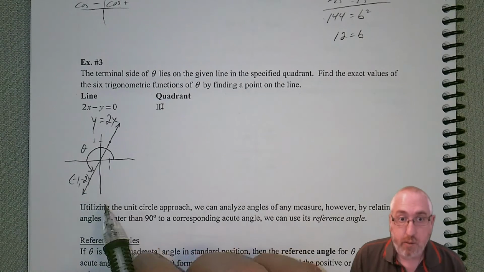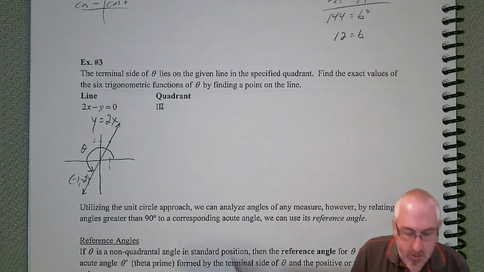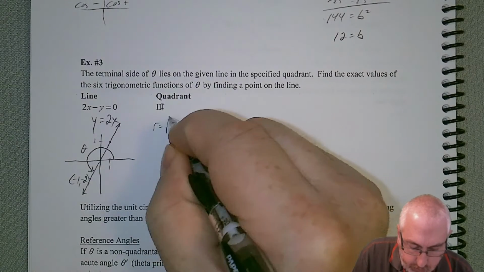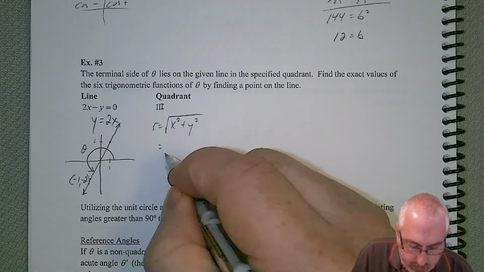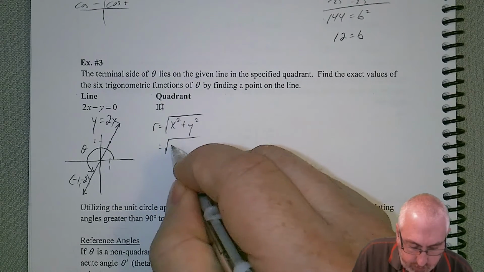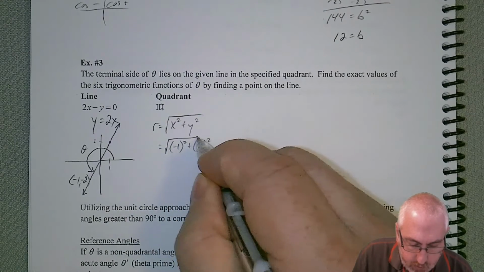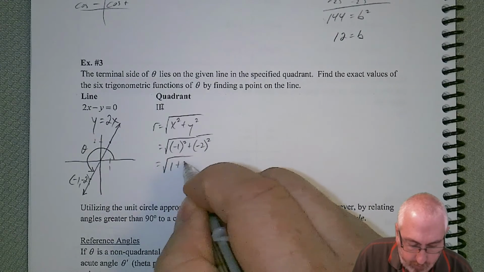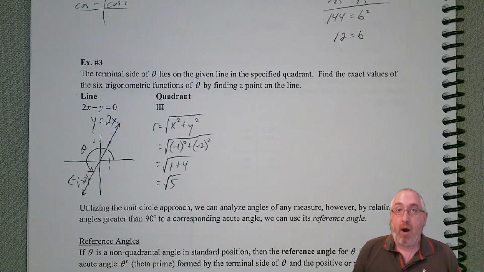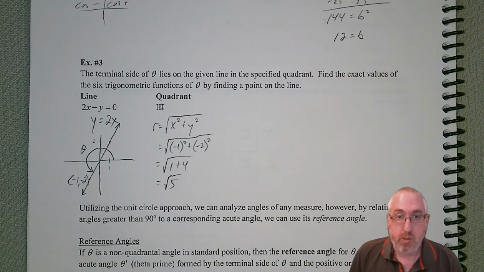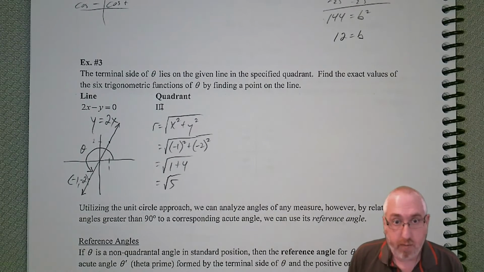Now remember, the first thing we need is the third side, which in this case is r. So remember, r is equal to the square root of x squared plus y squared, and so we can quickly plug in our values of -1 and -2. So we get 1 plus 4, which is the square root of 5. So now we have r, so we should be good to go. We want to find all 6 trigonometric functions, so it's just a plug and chug from here.